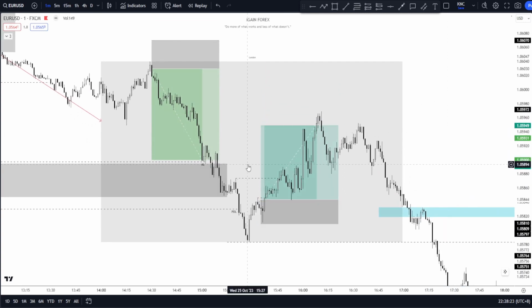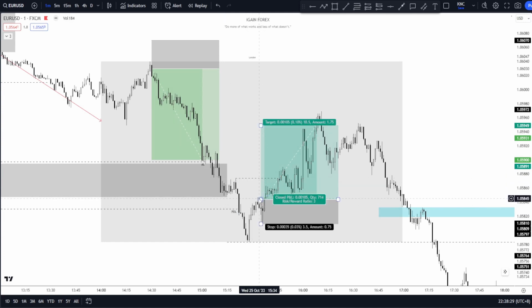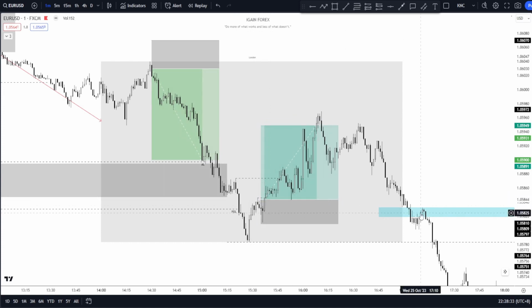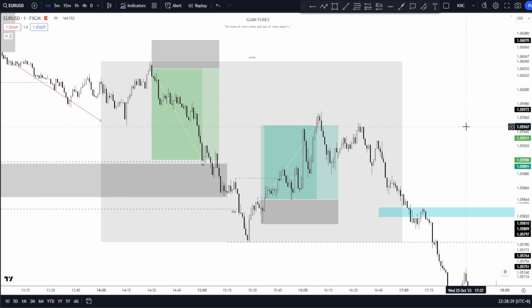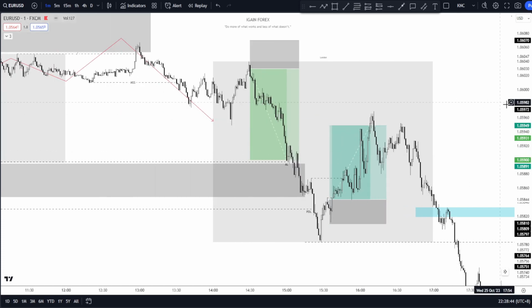So on this 1-minute time frame, previous day low was taken. Then a market structure shift happened here, internal market structure shift. Again, I entered at this candle closing, and then target 1:3 risk reward ratio. So that's how we did on London, 2 wins.